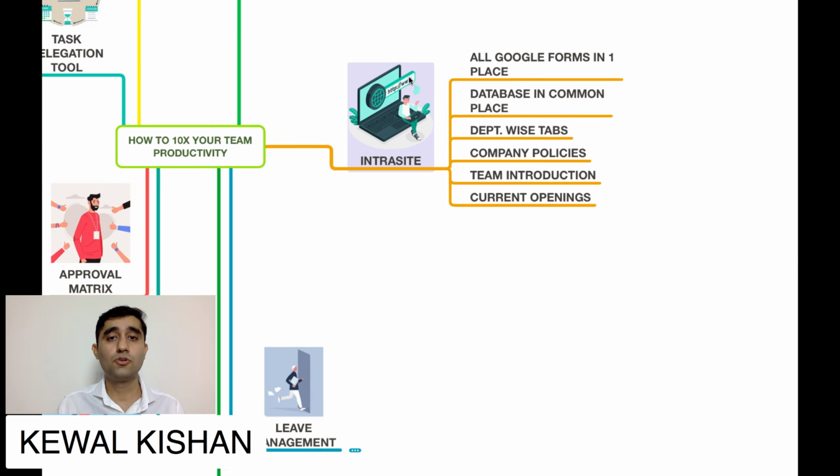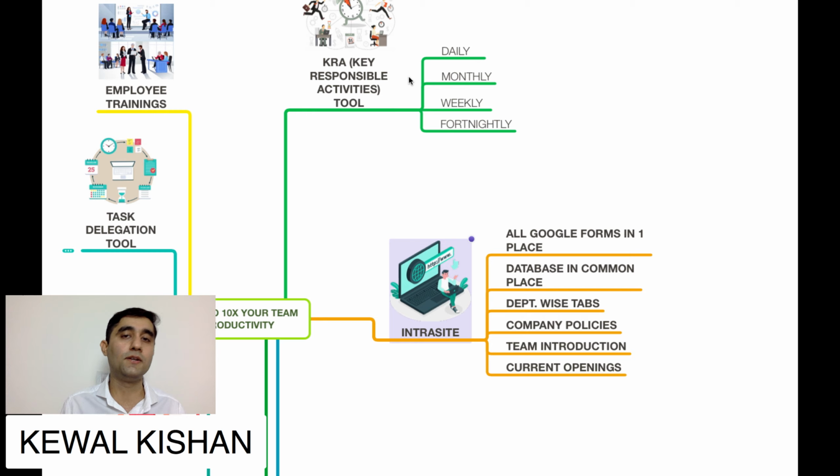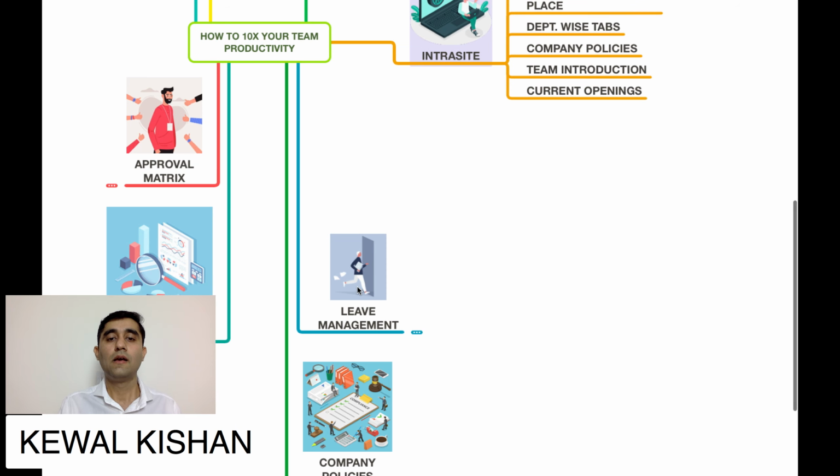Third element. So there are two elements we have covered. First is KRA, second is Intrasite. Tell me in the comments, how did you find these two elements? Third element is going to be leave management.